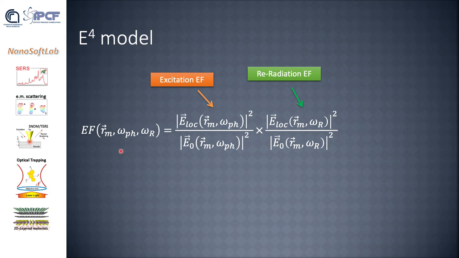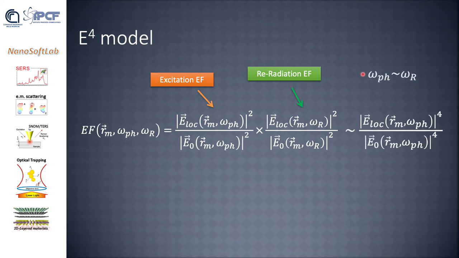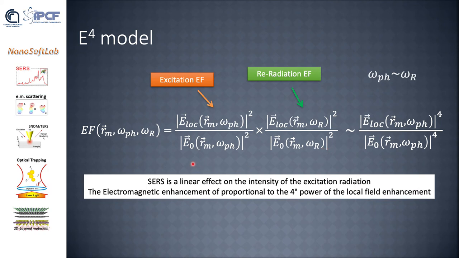The total gain, the total enhancement factor of the SERS, will be the product of these two factors, the excitation enhancement factor and the radiation enhancement factor. Now, since typically the Raman photons have the same energy as the photons of the incident field, these two terms are very close, and we can say that this product can be approximated by the fourth power of the local enhancement. In conclusion, we can say that SERS is indeed a linear effect on the intensity of the excitation radiation, but the electromagnetic enhancement will be proportional to the fourth power of the local field enhancement. From this stems the origin of the E to the fourth model.